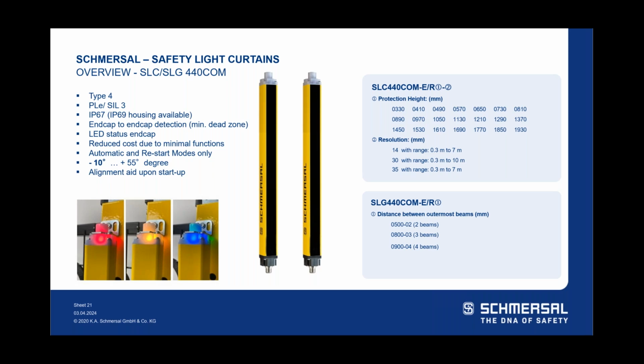Resolution, we talked about the 14 mil, 30 mil, and 35. You can see the 14 mil brings the range down to 7 meters from the 10 meters that you get with the 30 mil resolution. And then the SLG 440 comms at the bottom there, that's your 2 or 3 or 4 beam system. Again, we talk about perimeter guarding. It's for full body protection. That's what we would look into if that's what we're trying to accomplish.